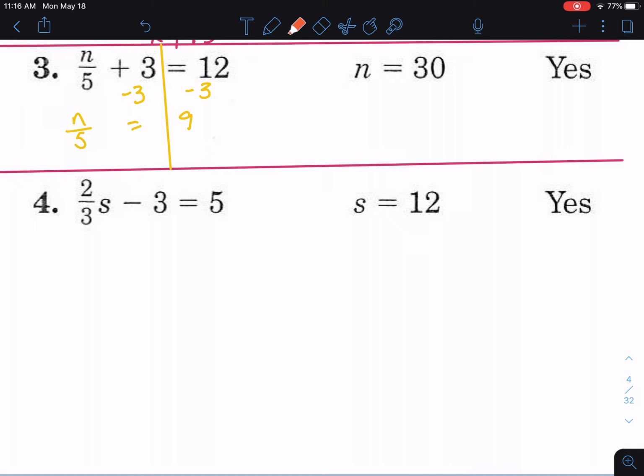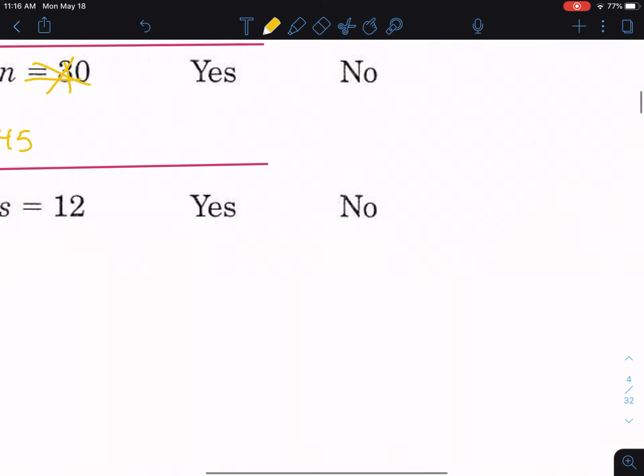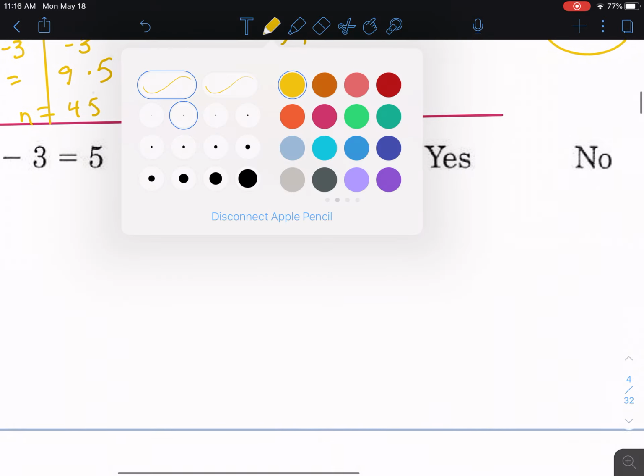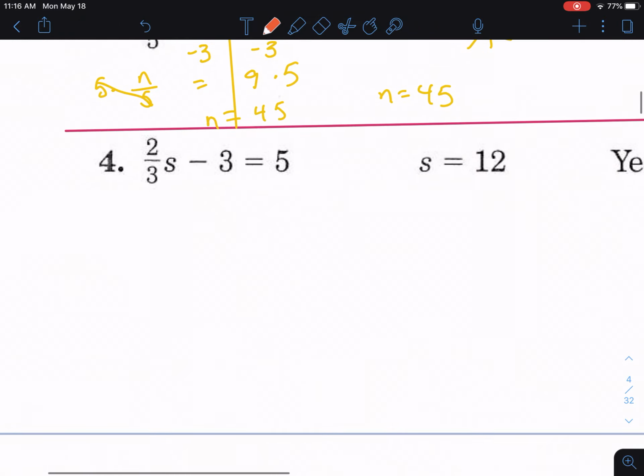So now on this left side we have n divided by 5. Ooh, that looks horrible. So the opposite of dividing is multiplying. So we're going to multiply 5 on both sides, and these are going to cancel out. So we'll have n equals, and 9 times 5 is 45. So n equals 45. Does not equal 30. So circle your no over here. Very good.